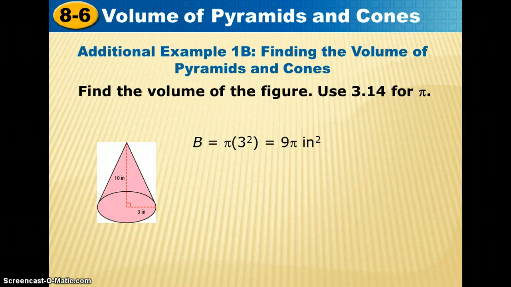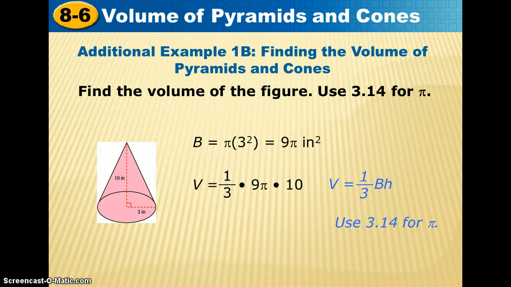Of course, you could go ahead and multiply out 9 times pi at this stage, but it really doesn't matter because we're going to be plugging that into our volume formula, which is volume equals 1/3 big B times H. So plug it all in. 1/3, of course, is 1/3. Big B, we found out to be 9 pi, and the height of this cone is 10 inches. So plug it all in, let's multiply it out, and we'll approximate pi as 3.14. So plugging that in and working it out, we get 94.2 inches cubed.